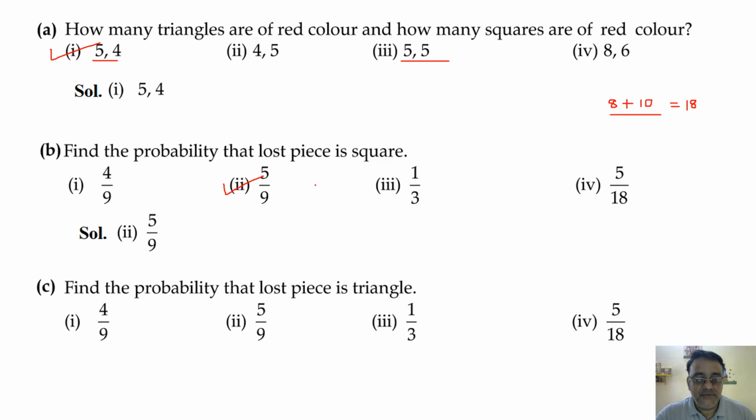Now the next question, find the probability that the lost piece is a triangle. How many triangles are there? 8. So 8 by 18. So the correct answer is 4 by 9. 4 by 9. And the correct option is the first one.